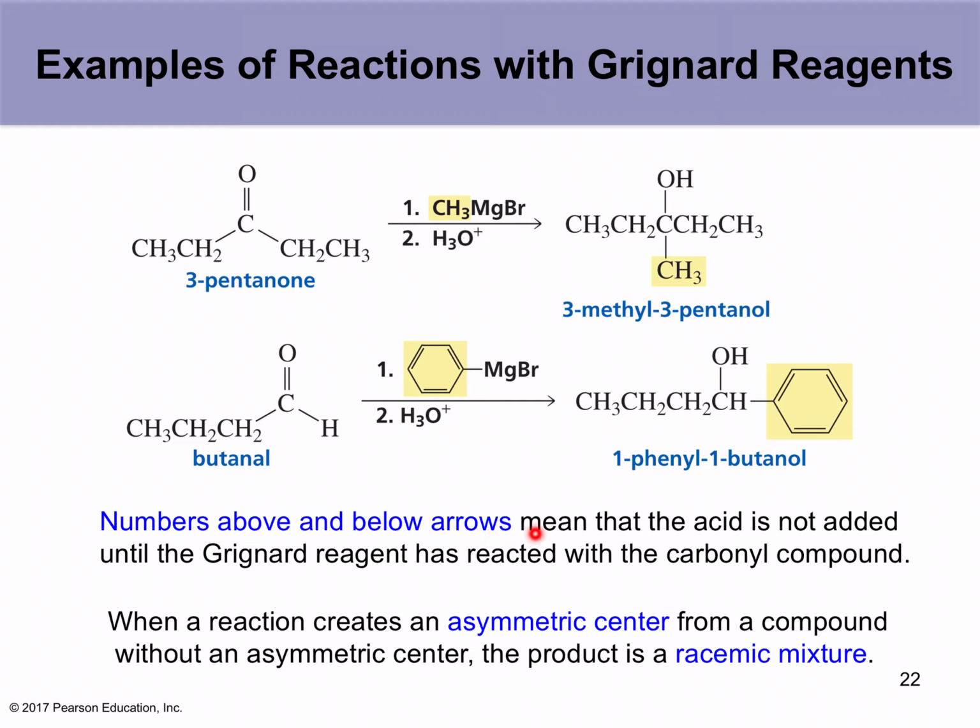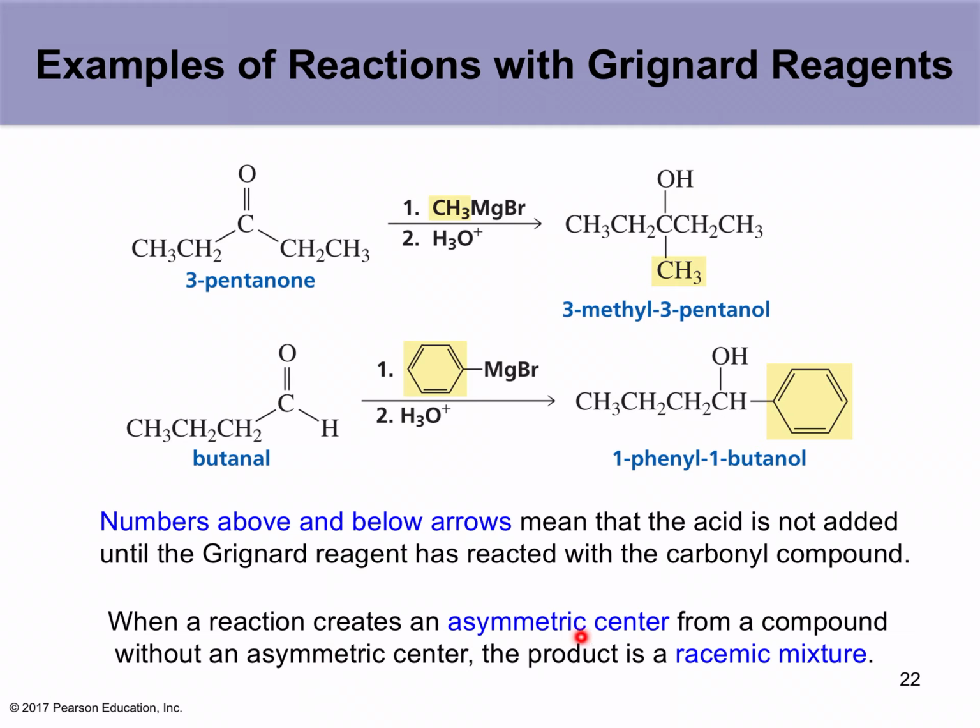Numbers above and below arrows mean that the acid is not added until the Grignard reagent has reacted with the carbonyl compound. Remember I talked about this earlier: because the Grignard reagent is very basic, if you add the acid and this together, it can react with the hydronium ion and become methane. So this would not be available to react with your carbonyl compound. So this has to be done in 2 steps.